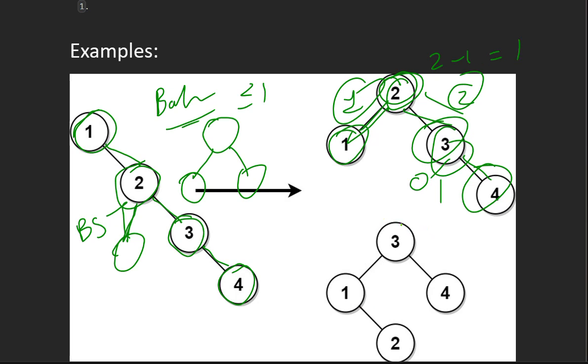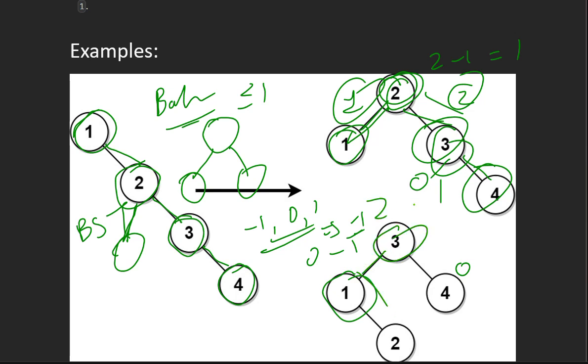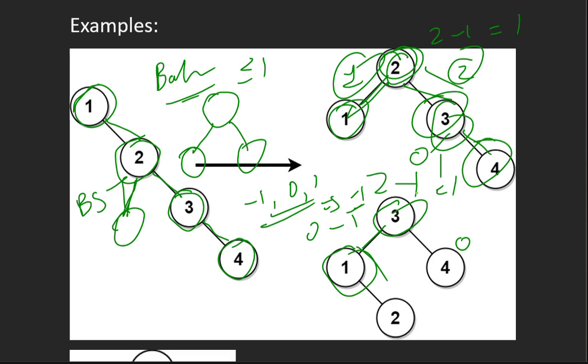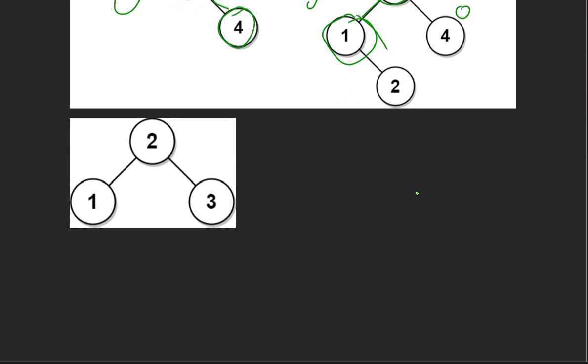Similarly, if you'll see in this answer, at 1, height of left is 0, height of right is 1, so 0 minus 1 is minus 1. So yes, allowed, means the difference can be either minus 1, 0 or 1, right? At 4, there are no left and right, so the difference of height is 0. At 3, the height from left is 2, height from right is 1, so the difference is 1. So what we have to do is return a balanced binary search tree from the given binary search tree.